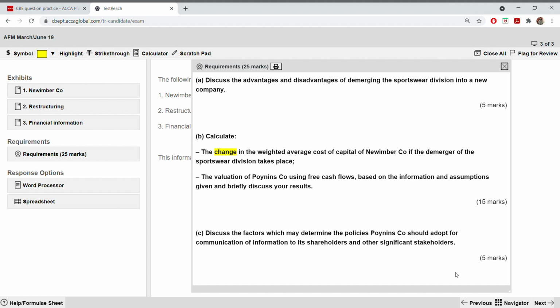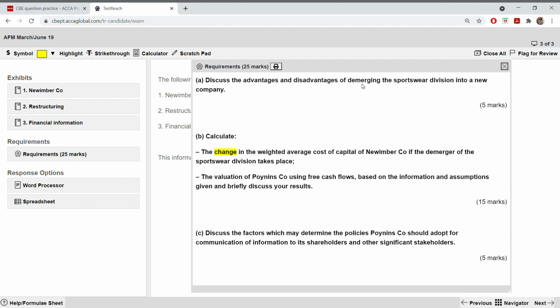Okay, now coming to part C. Part C, I'm not writing the answer, but it's important because most of you ask me how to write a theory question, right? So they say discuss the factors which may determine the policies P company should adopt for communication of information to its shareholders and other significant stakeholders, how they are going to communicate to the shareholders and the other significant stakeholders. Okay, what they have written in the answer, I'm just going to say the main points.